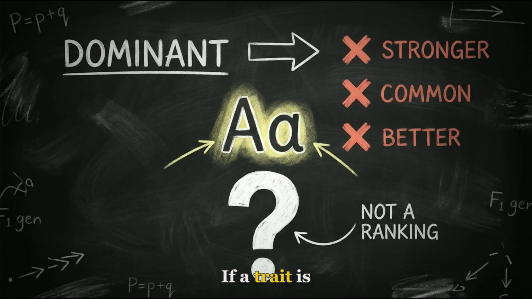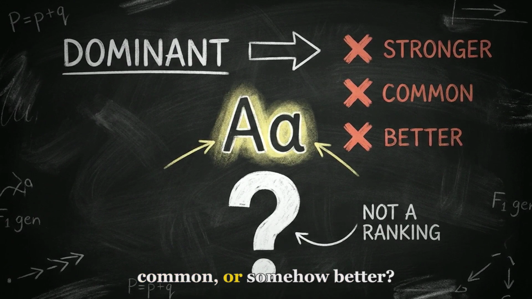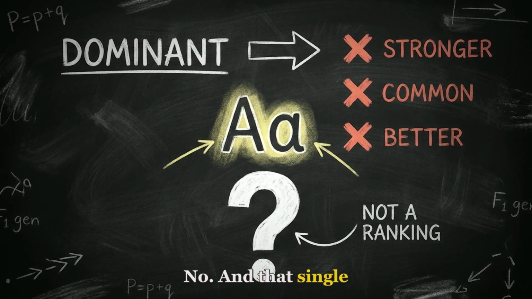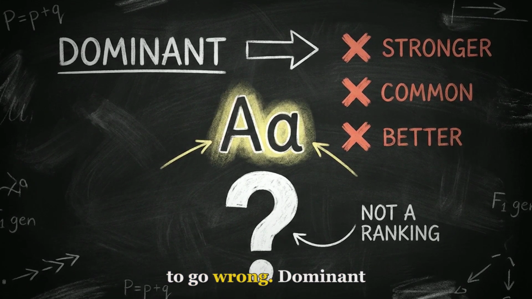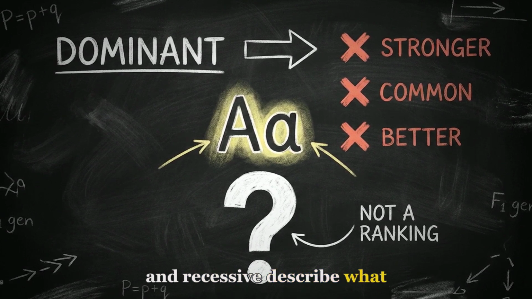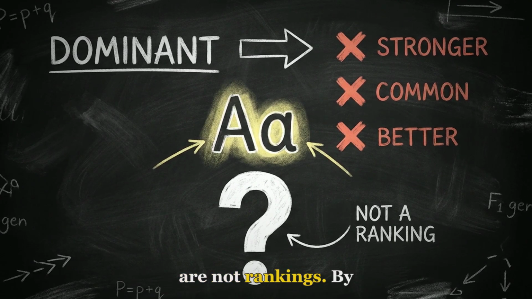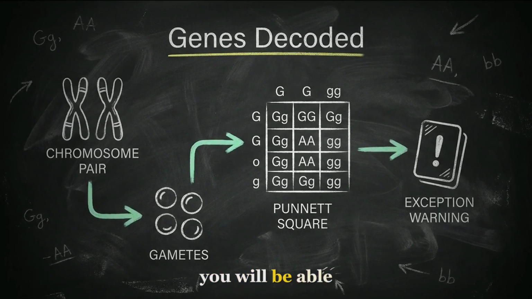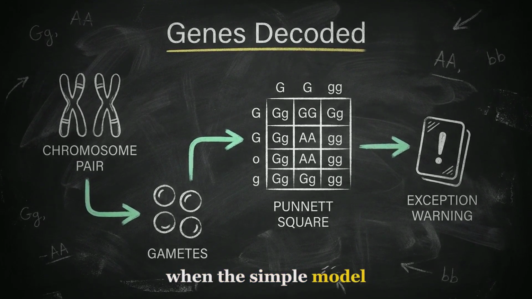If a trait is dominant, does that mean it is stronger, more common, or somehow better? No. And that single mistake causes a surprising number of genetics questions to go wrong. Dominant and recessive describe what you see in one particular gene combination. They are not rankings. By the end of this, you will be able to read a Punnett square, explain Mendel's two main laws, and spot when the simple model does not apply.